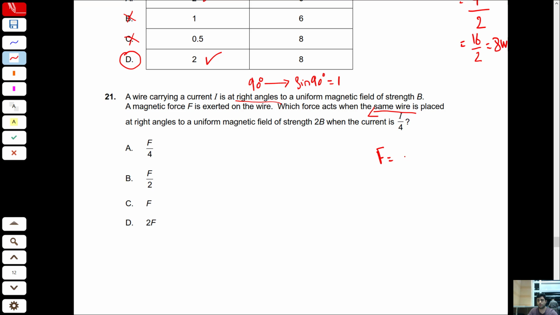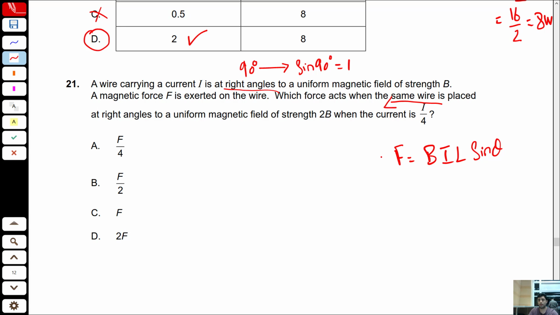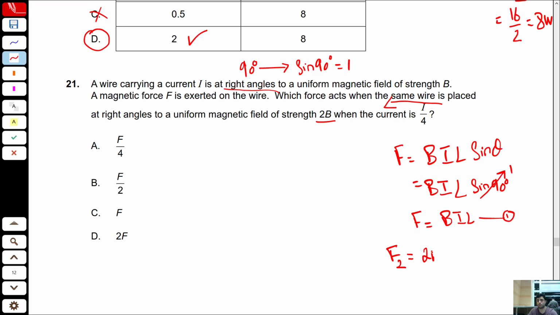So F equals BIL sine theta. As you already know, the angle between the wire and the magnetic field is 90 degree, and sine of 90 is just 1, so we can ignore this sine part. So the overall simplified equation just becomes BIL. Now we need to find the new force, call it F2, in terms of the original F. So the new force is equal to the new magnetic field, and the new magnetic field is 2B. So just replace this B by 2B.